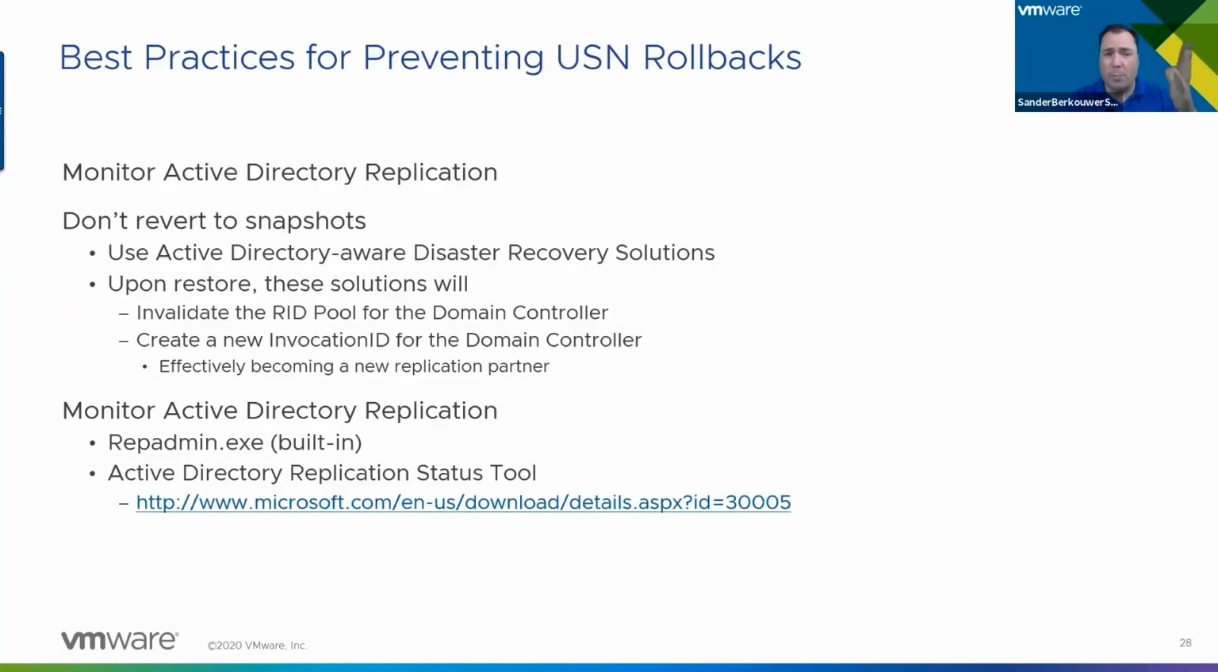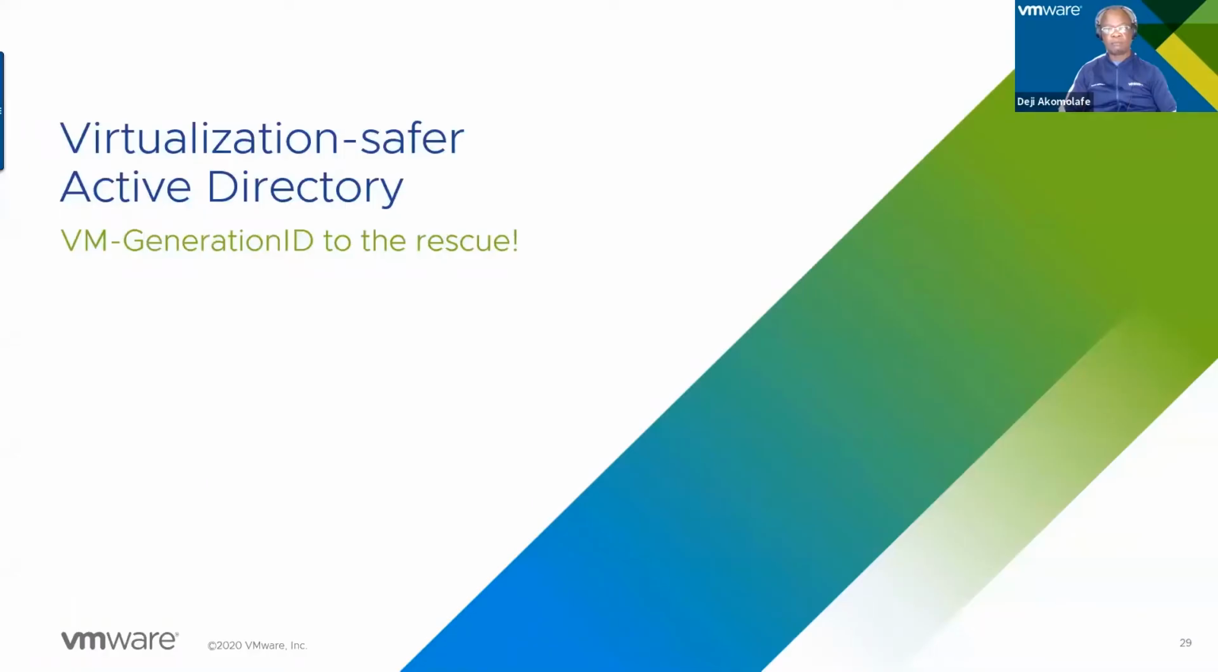So what are the best practices for preventing USN rollbacks? How do you get out of this mess? Well, the best thing to do is not get into it. And there's two main practices that I would suggest. The first one is to monitor Active Directory replication. And the second one is to never, ever revert to a snapshot of a domain controller.